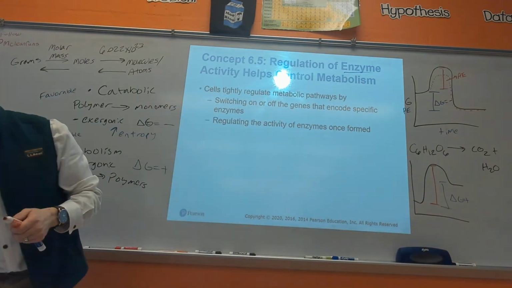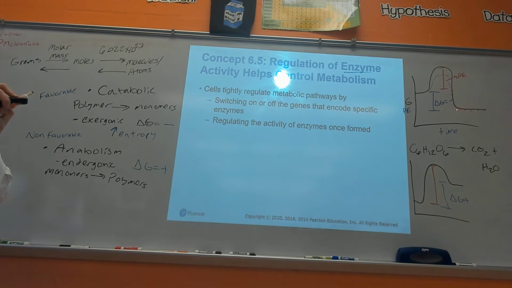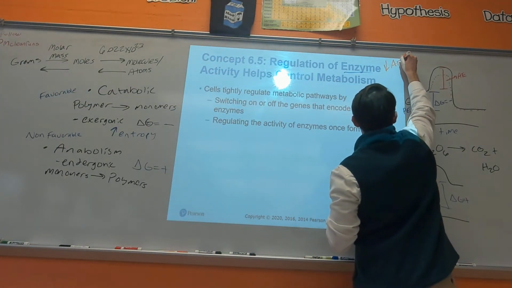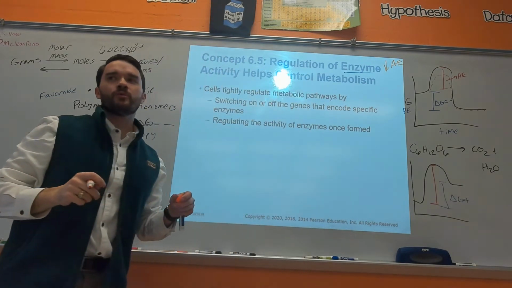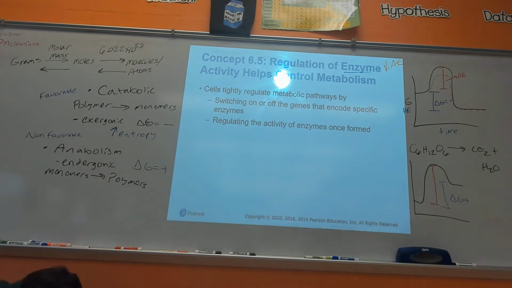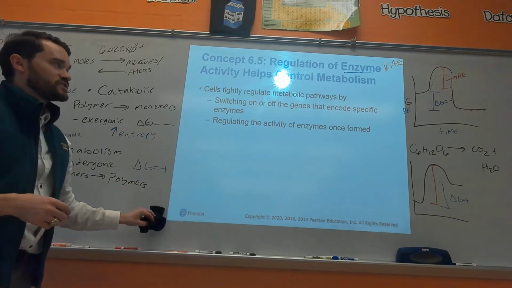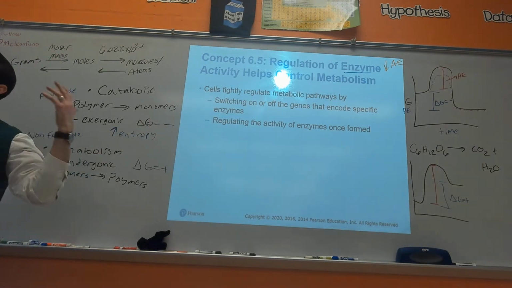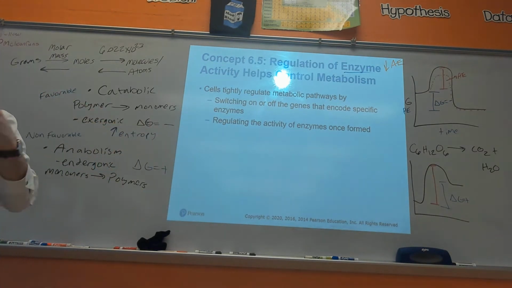A very common misconception is you still end here at the same spot, meaning the delta G of the reaction is still the same even if we have an enzyme, right? All the enzyme did is lower that activation energy. Really important idea, okay? Cool, so that's just a pretty quick review of a lot of the other stuff in chapter 6.